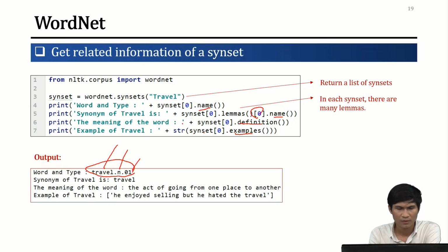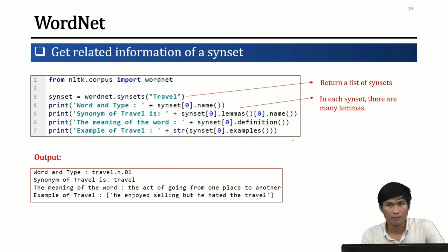And what is the synonym of this one? So we have the word travel, because we take the first element. If we take the first or second element, it may appear in some other terms. And what is the meaning of these words? It is provided through this function, definition. And we can also find the examples of these words using this function, examples. So it will return us a list of examples. So for the word travel, the example is: he enjoys sailing but he hated this travel.